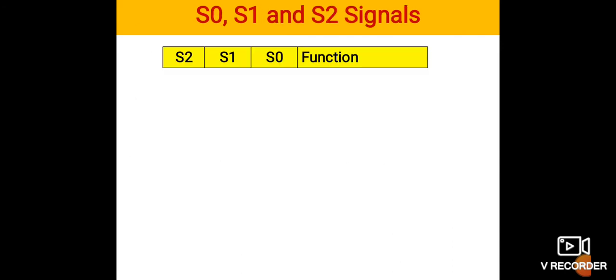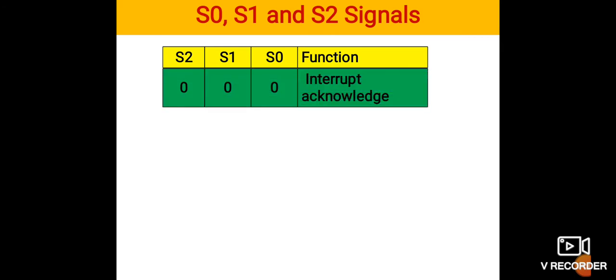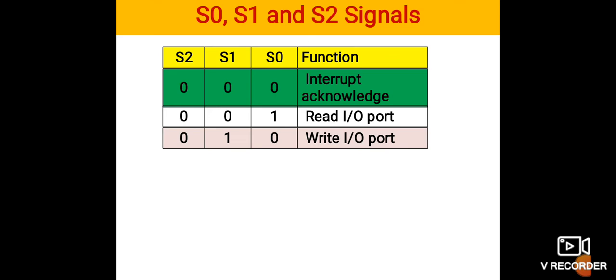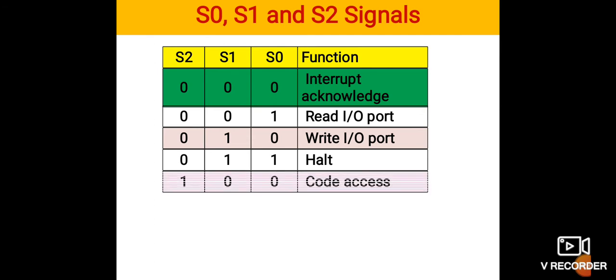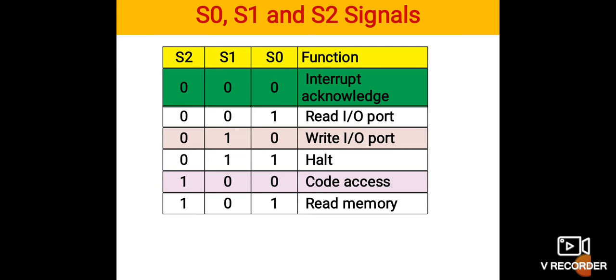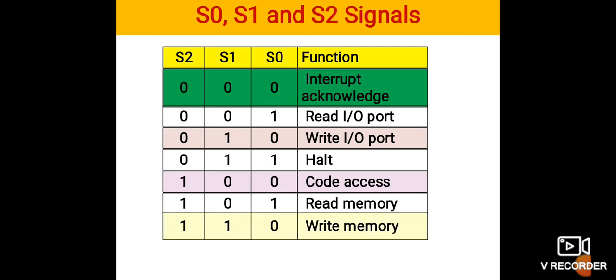These are the functions of S0, S1 and S2, which are the status signals. When it is 000 for S2, S1 and S0 respectively, we have interrupt acknowledgement. If it is 001, it will read the IO port. If it is 010, it will write the IO port. If it is 011, it is halt. If it is 100, it is accessing the code. If it is 101, it will read the memory. 110, it will write the memory. And if it is 111, it is in the passive state.